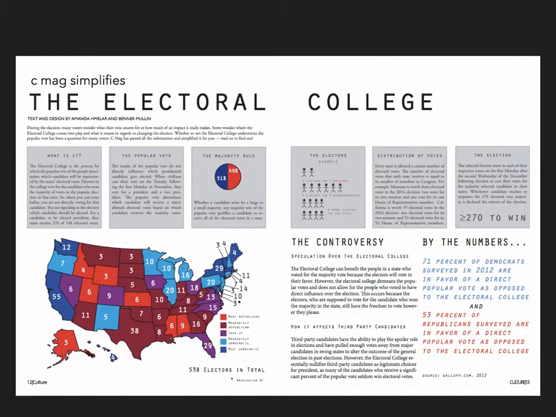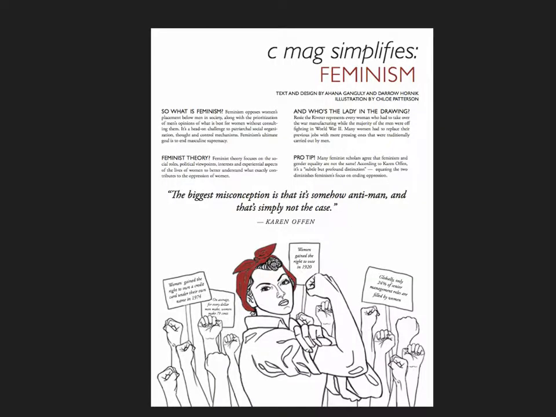Here's one that we did in November, I believe, back towards the election, explaining the Electoral College. This is a one-page piece on simplifying the concept of feminism, which I'm not sure how easily you can do, but certainly they did a really cool job of creating the visuals and putting this package together.